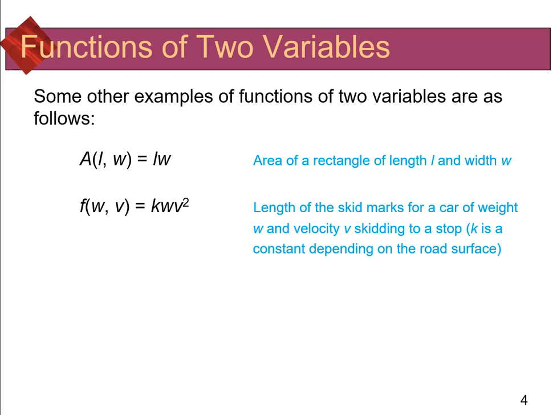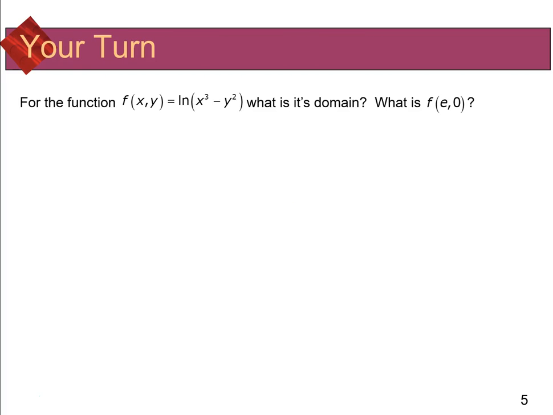So, getting into a chance for you to try some things out. Here is a function f of x, y equaling the natural log of x cubed minus y squared. I want you to tell me what its domain is, and I want you to tell me what f of e comma 0 is.